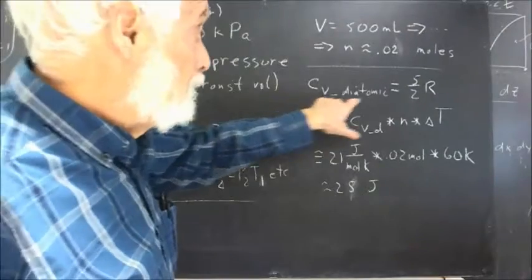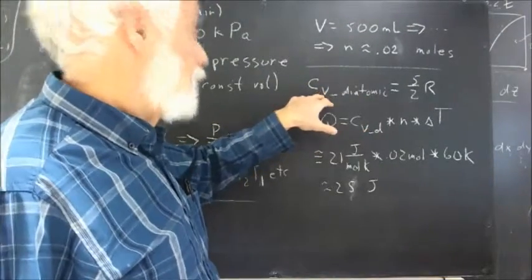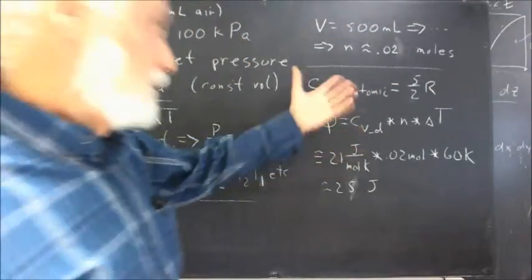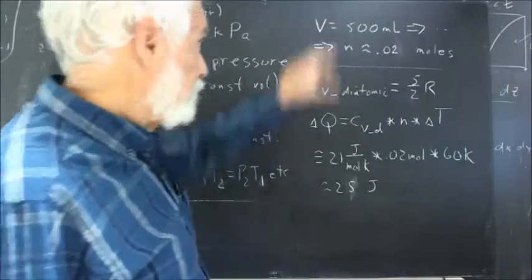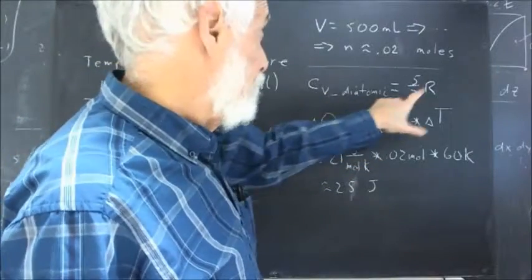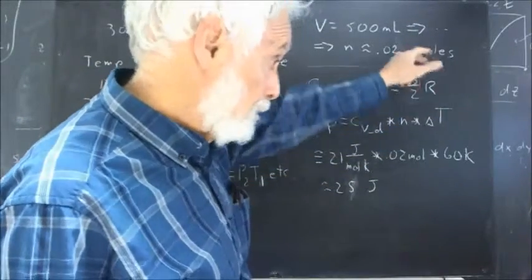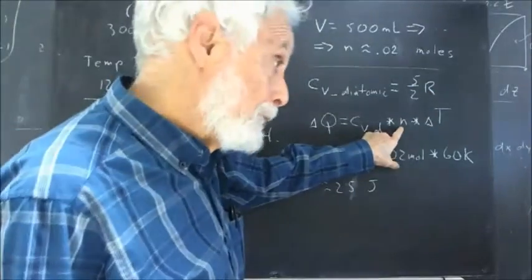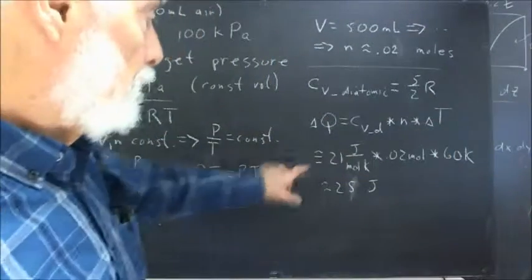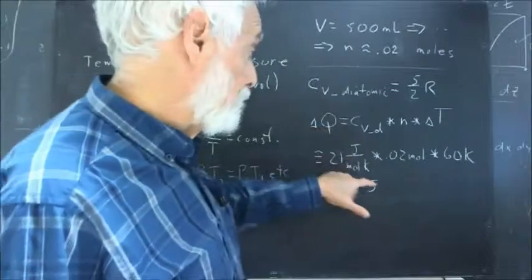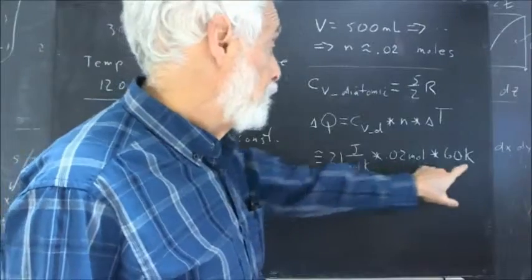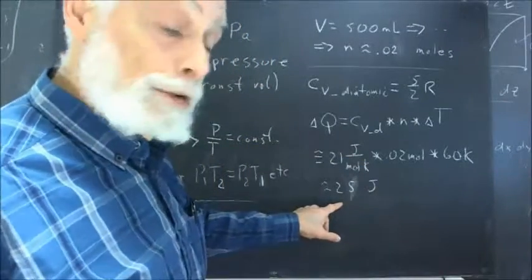Okay? CV, the specific heat at constant volume for a diatomic gas, is 5/2 R. So delta Q, the amount of heat it takes to increase the temperature, has to be the product of that, which is in joules per mole Kelvin, because R is in joules per mole Kelvin, times the number of moles, which is n, times the number of kelvins, the temperature change, which is your delta T. And that comes out approximately 21 joules per mole Kelvin, which is your CV for diatomic, the 5/2 R. 0.02 moles, 60 Kelvin, comes out, I think, about 25 joules.